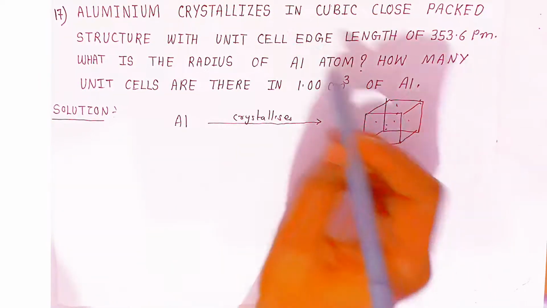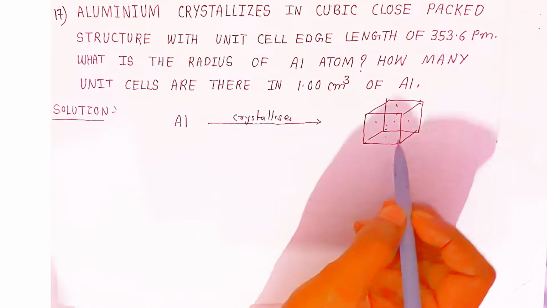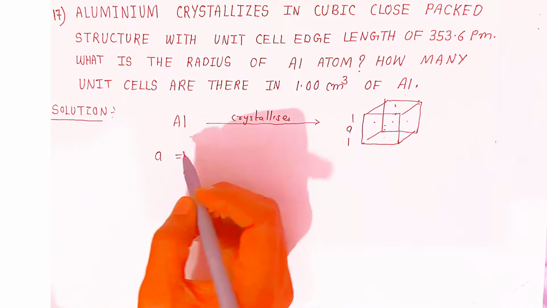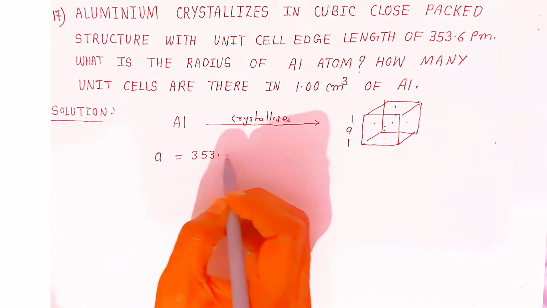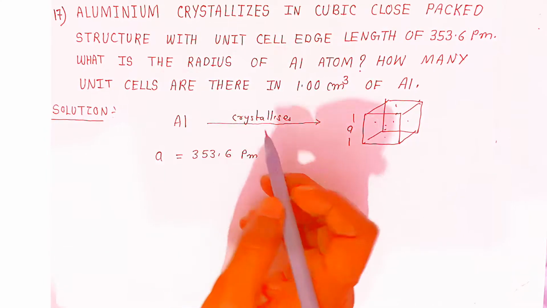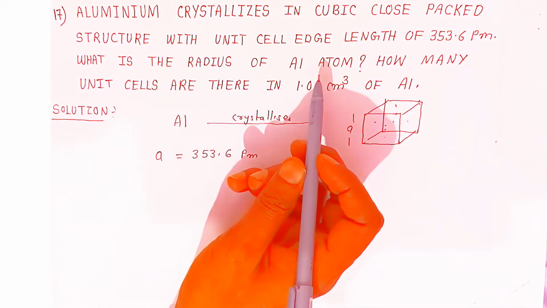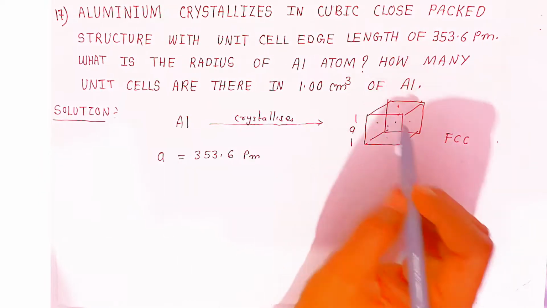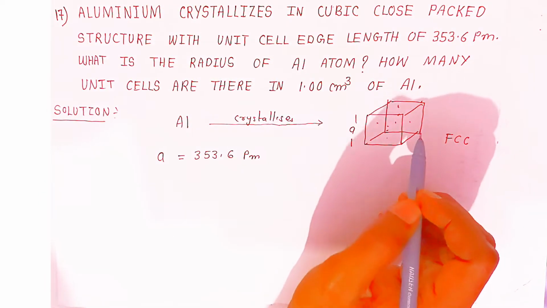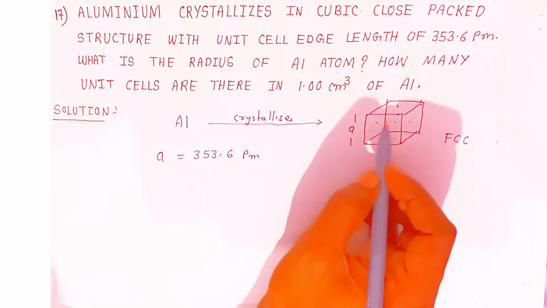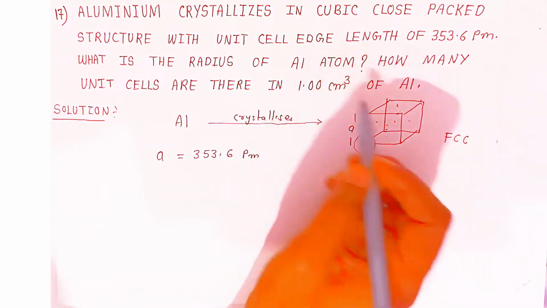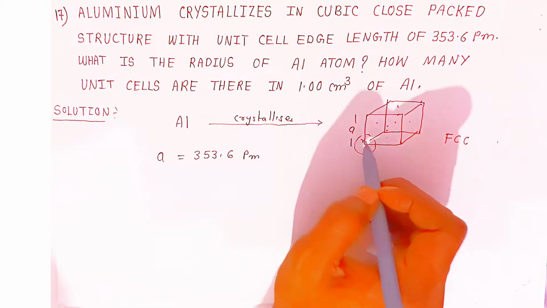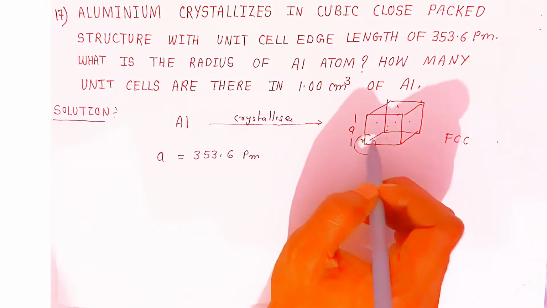Now when you see the unit cell, this is the unit cell, the edge length, that is a. It is given that the length of the side of the unit cell is 353.6 picometer. What is the radius of aluminium atom? Since cubic closed packed structure is nothing but FCC structure, aluminium is crystallized in the FCC structure, and now you have to find the radius of the aluminium atom.